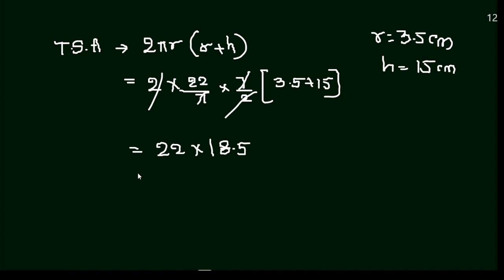If you multiply these two values, then you will get 407. It is 406 point something, but it is a round figure, 407. It is the total surface area, right? So we can write centimeter square. So this is the total surface area of the cylinder.